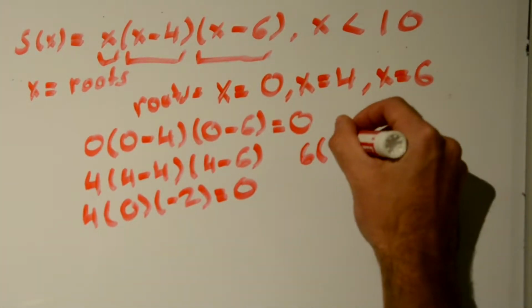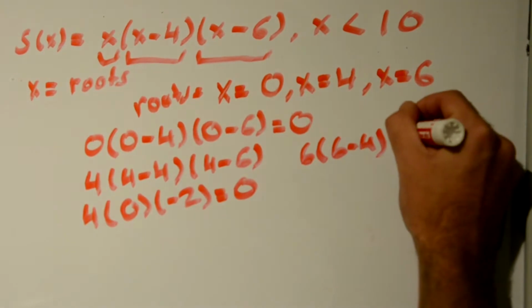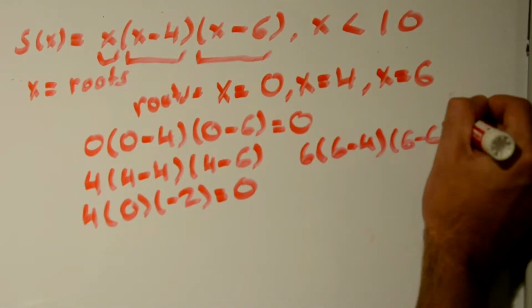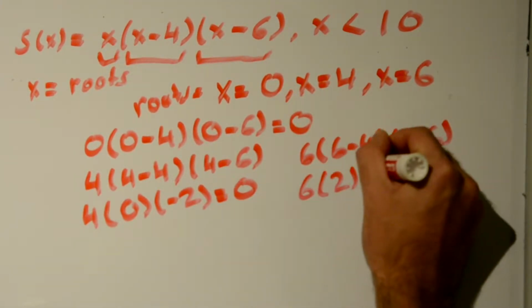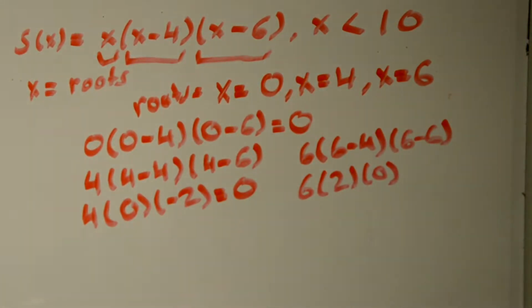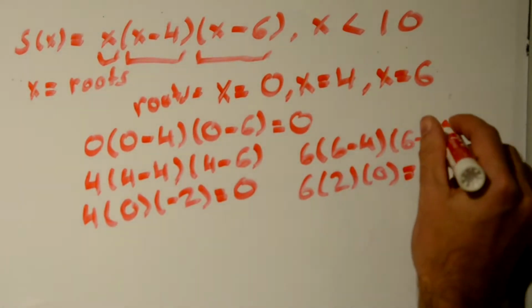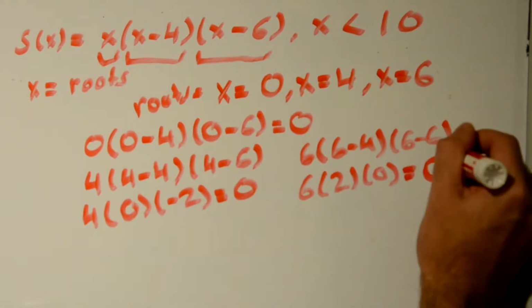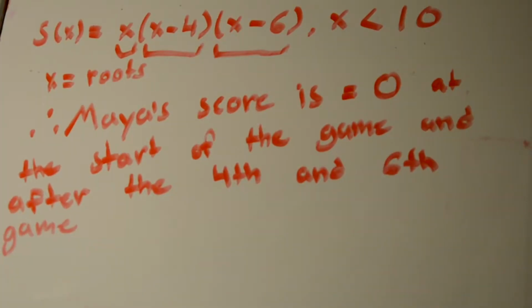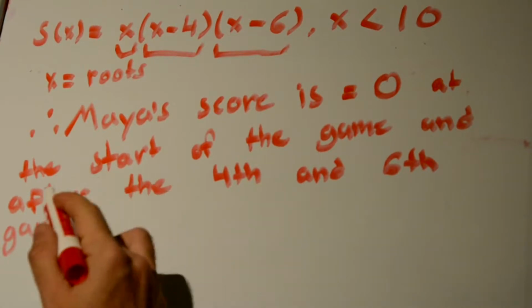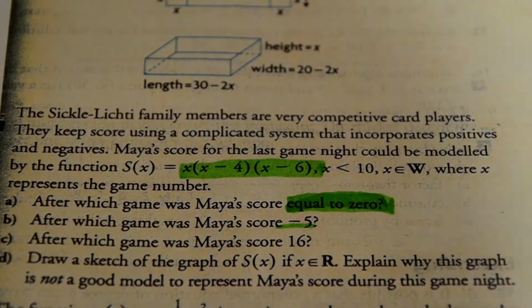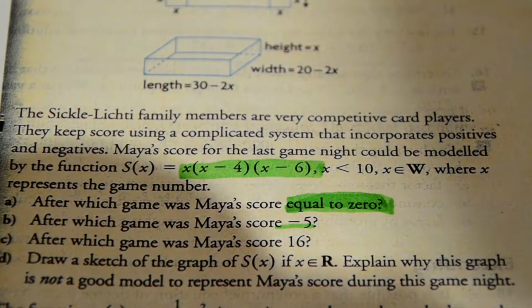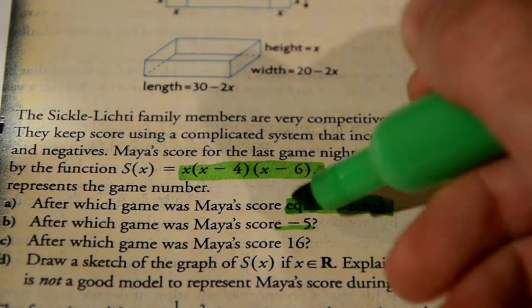6 times (6 minus 4) times (6 minus 6). Once again, we have 6 times 2 times 0. And once again, 0 times anything equals 0. So when x is equal to 6, the function is equal to 0. Therefore, to conclude, my score is equal to 0 at the start of the game and after the 4th and 6th game. Now for part B of the question, where it asks, after which game was Maya's score -5?